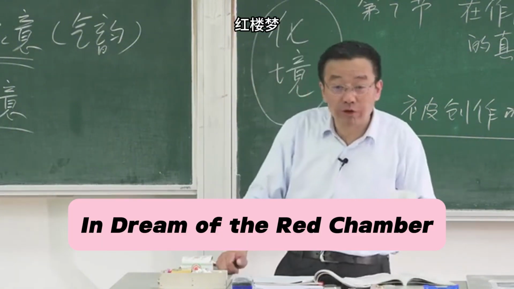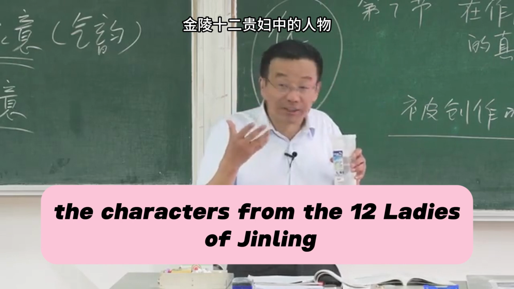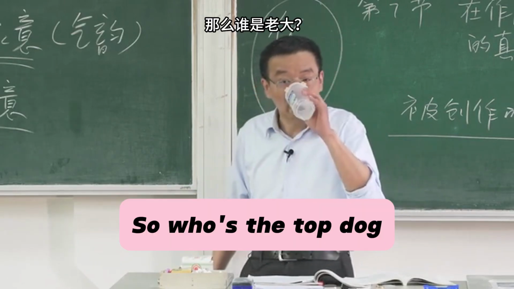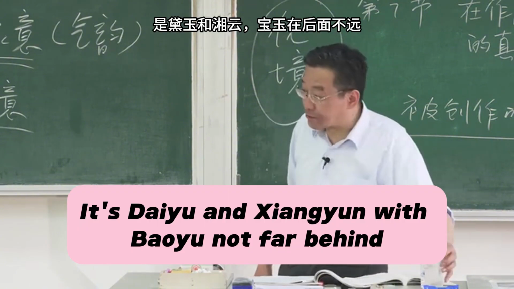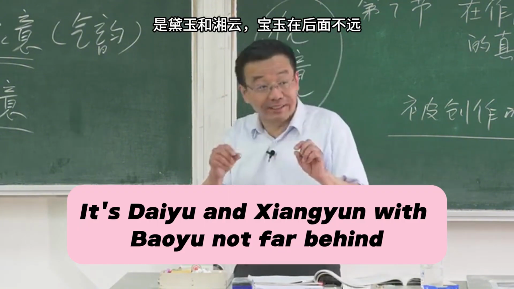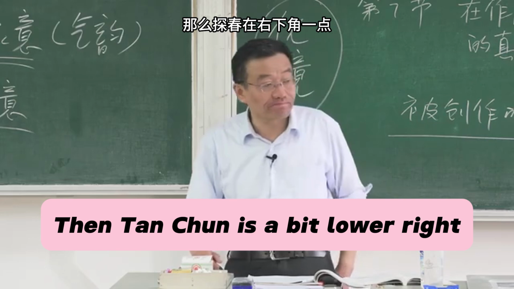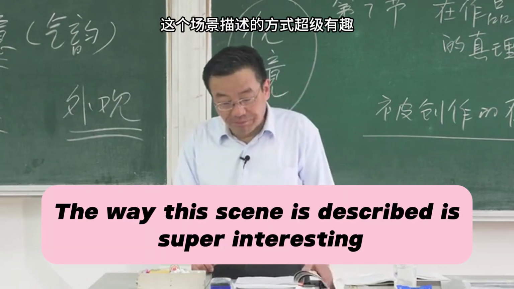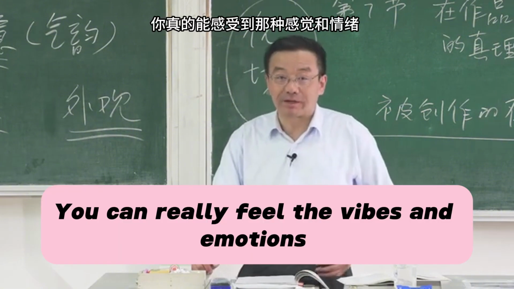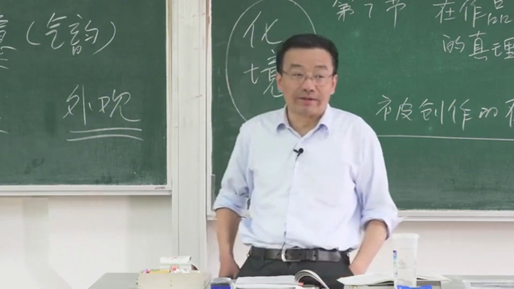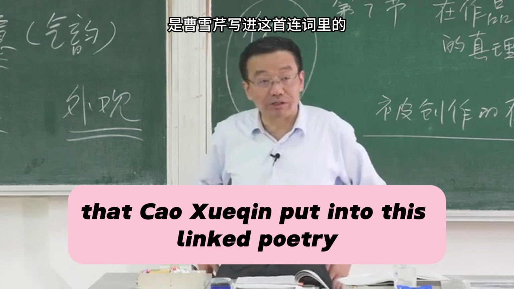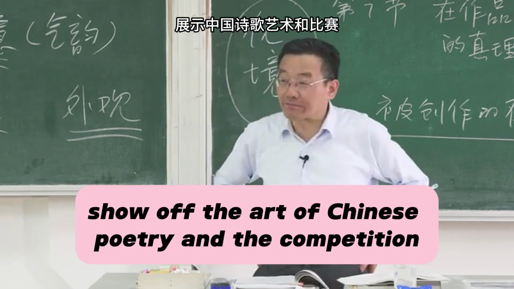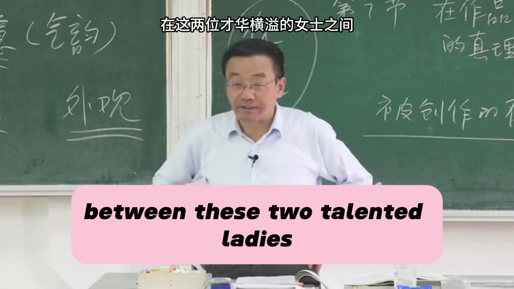In Dream of the Red Chamber, the characters from the 12 Ladies of Jinling are all about that poetry life. So, who's the top dog? It's Daiyu and Shangyun, with Baoyu not far behind. Then, Tan Chun is a bit lower, right? The way this scene is described is super interesting. You can really feel the vibes and emotions that Cao Xueqin put into this linked poetry. It's a way to show off the art of Chinese poetry and the competition between these two talented ladies.